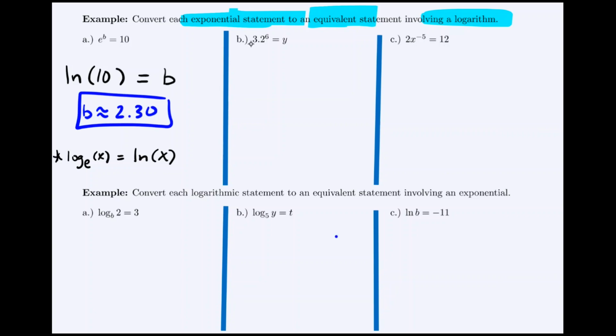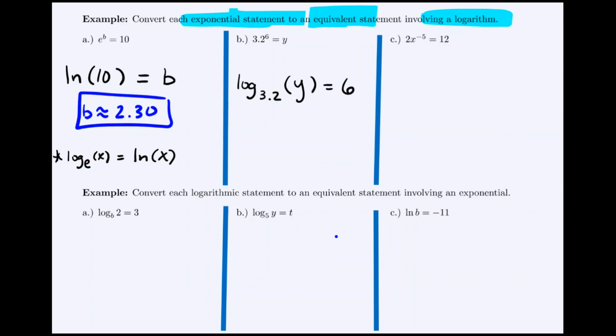So similarly, take a moment to convert this exponential expression into a logarithm. I recommend you pause the video, unpause when you're ready to check your work. Now here our base is 3.2, so we would have log base 3.2 of the output of y. That whole value is equal to the original input of 6.